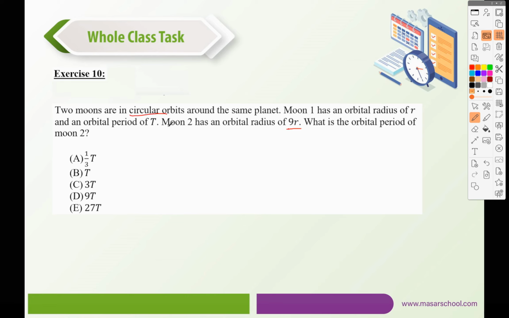So circular orbits, it means we can use the previous relations that we talked about, and we need to apply the factor of change. Then the period is given by the square root of 4 pi squared r cubed divided by GM. We only change the radius by a factor of 9. That would be 9 to the power 3, which is basically 27, making E the correct answer.